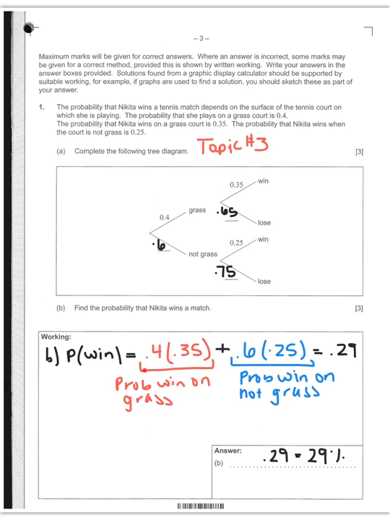So here the 0.4 times 0.35 is the probability that she wins on a grass court. Here the 0.6 times the 0.25 is the probability that she wins on not a grass court. So the total probability that she wins is 0.29 or 29%.